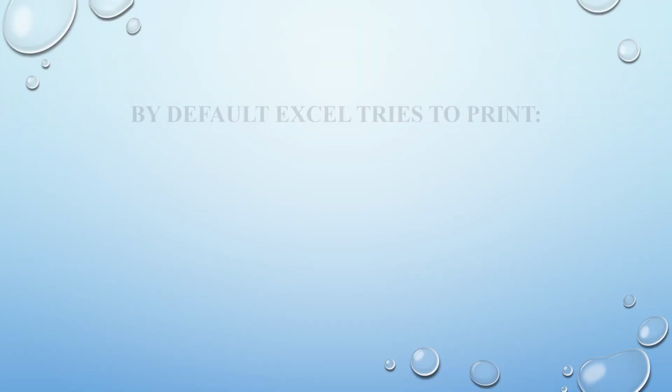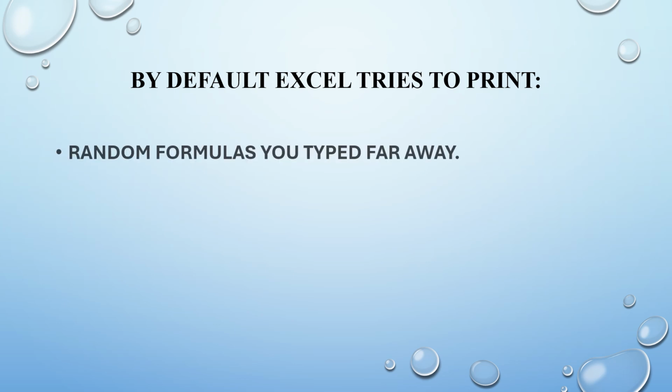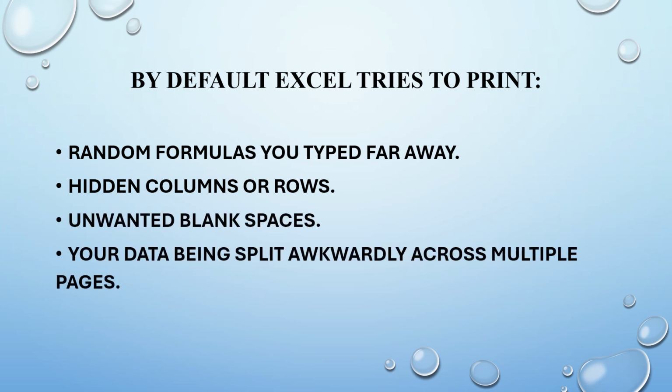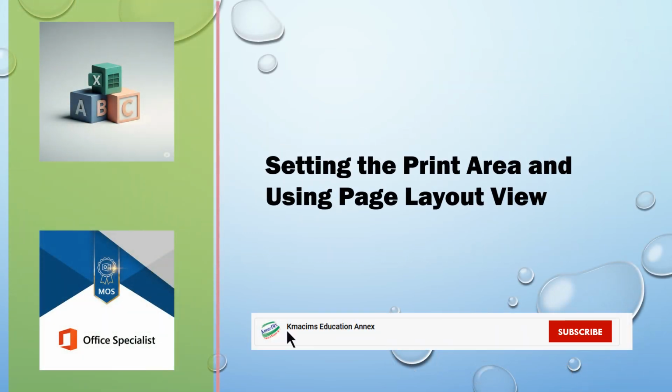By default, Excel tries to print everything on your active sheet that contains data. This often includes random formulas you typed far away, hidden columns or rows, unwanted blank spaces, and your data being split awkwardly across multiple pages. This is where precise print control comes in. Excel gives you powerful tools to control exactly what gets printed and how it looks on paper.